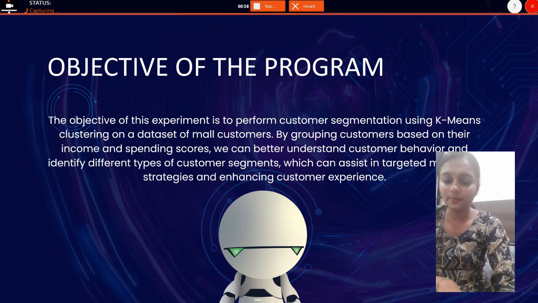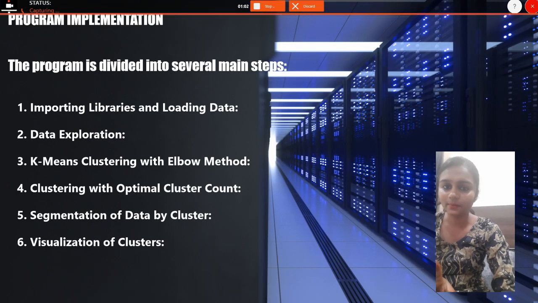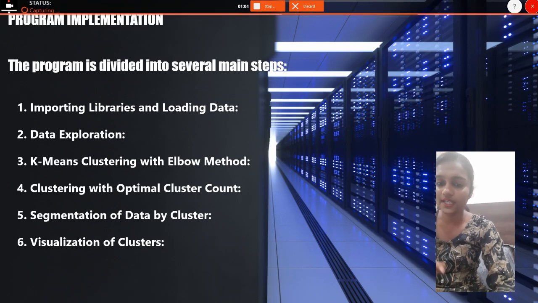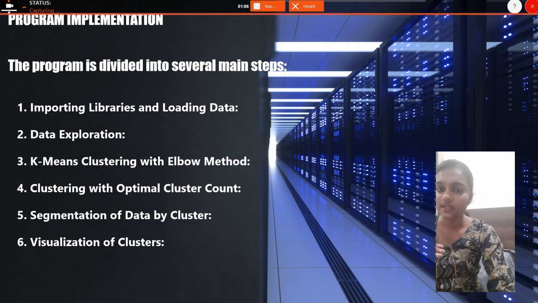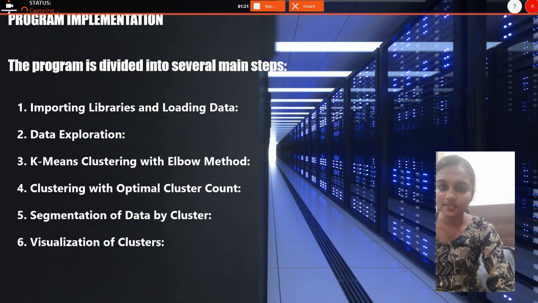Next, program implementation. Program implementation is divided into several main steps. First one, importing libraries and loading data. Second, data exploration. Third, k-means clustering with elbow method. Fourth, clustering with optimal cluster count. Fifth, segmentation of data by cluster. Sixth, visualization of clusters.